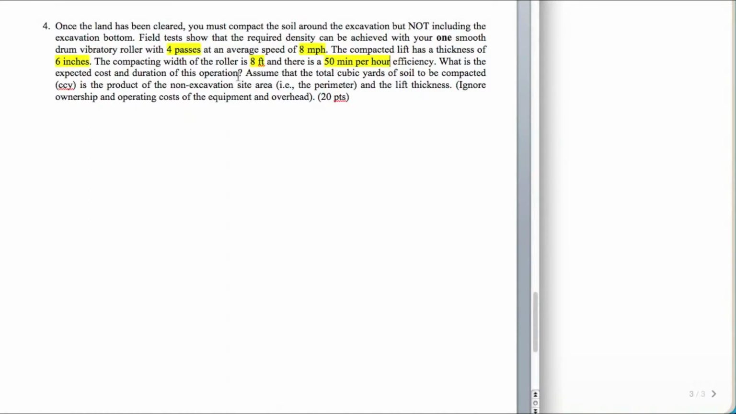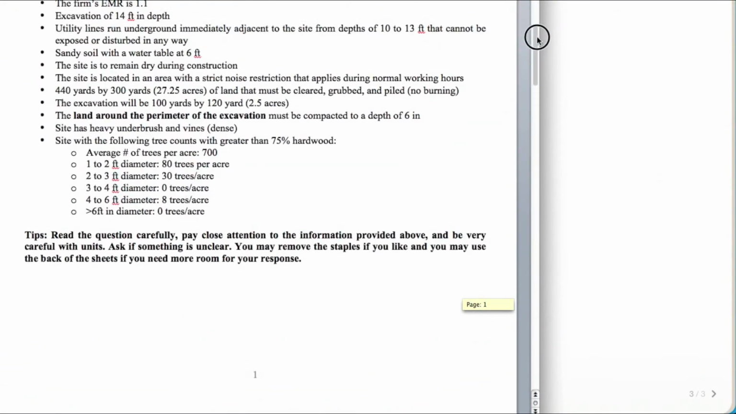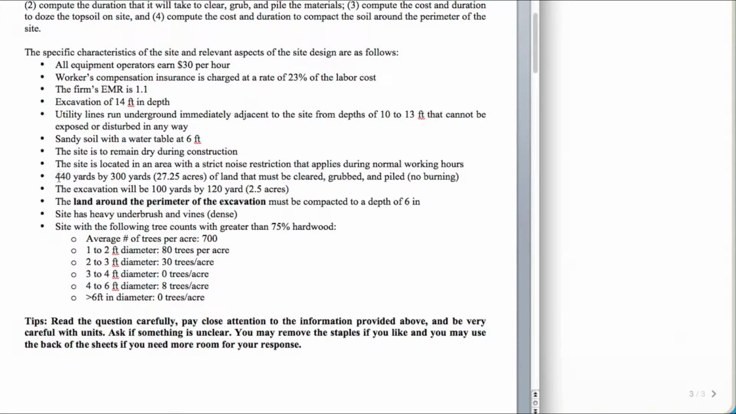And this is important here too. The total volume compacted is going to be the product of the non-excavation site area and the lift thickness, ignoring certain things. So coming back up here, it says the entire site is 440 by 300 and the excavation is 100 by 120. So the land around the perimeter of the excavation must be compacted to a depth of 6 inches. This information will be important for us in a minute.